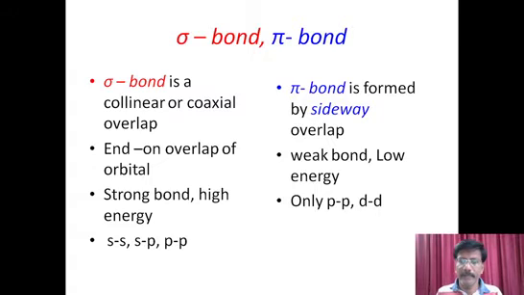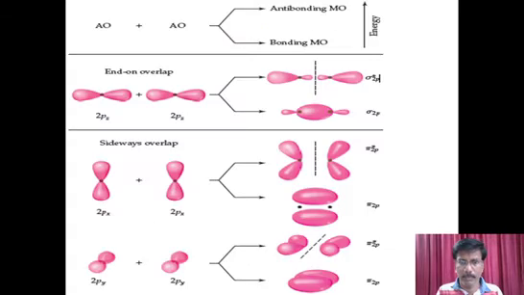It is a sideway overlapping where head-on overlapping is not possible, and it is a weak bond because the orbitals are far away from each other when compared to a sigma bond. In a sigma bond, a direct interaction will be there, whereas in a pi bond, direct interaction is very little, and the bond energy is less, whereas sigma bond energy is more. Pi bond is called a weak bond. These are some of the basic features of sigma and pi bonding.